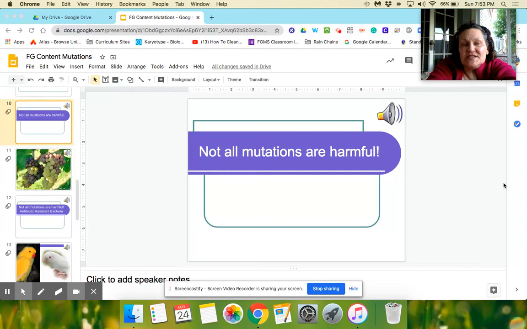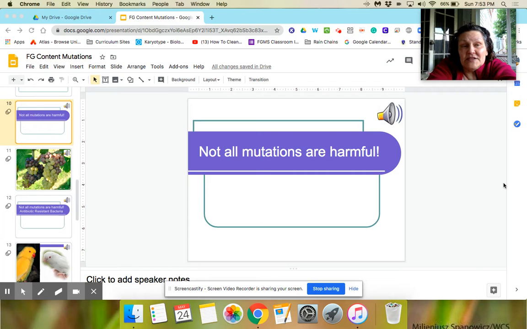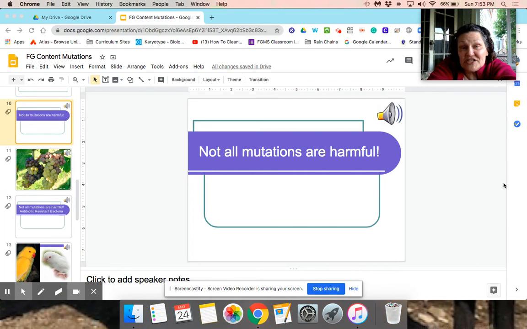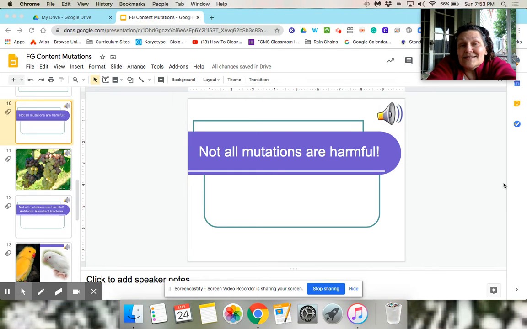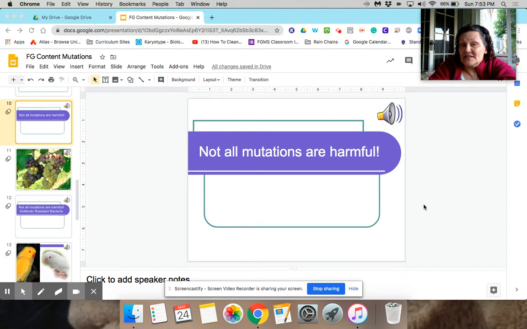So, for this next series of slides, we're going to talk about different kinds of mutations, and I'm going to clump a couple of these slides together. Just remember that mutations can be detrimental to an organism, which means it can be harmful. It can be beneficial, which means that it's doing it some good. And sometimes the mutations don't really cause any changes at all, and the mutation doesn't affect the organism either positively or negatively.